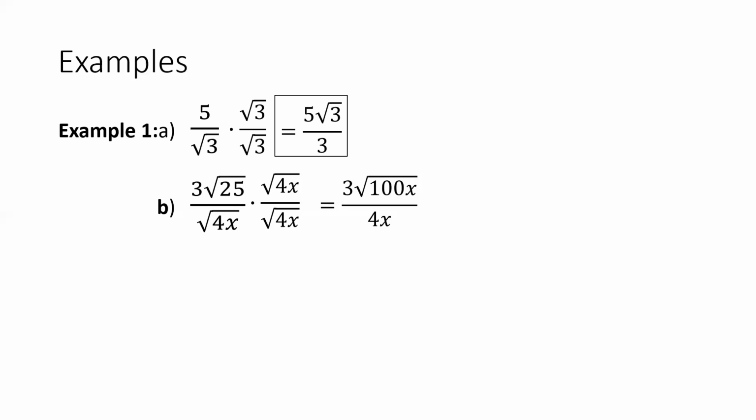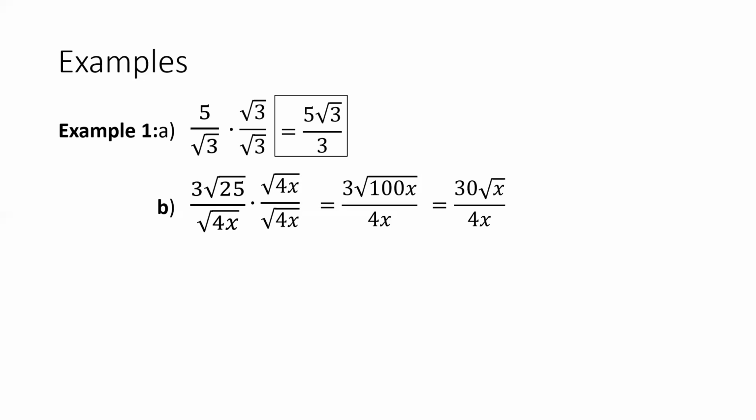Now, we might run into the case that we can simplify a little bit further. In the first example, we can simplify our root. It's the square root of 3. We're kind of done. In this case, we can take the square root of 100, which is 10. 10 times 3 gets me 30. And then I have the square root of x still on the inside of my fraction.